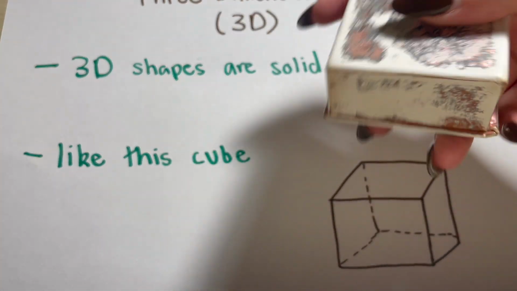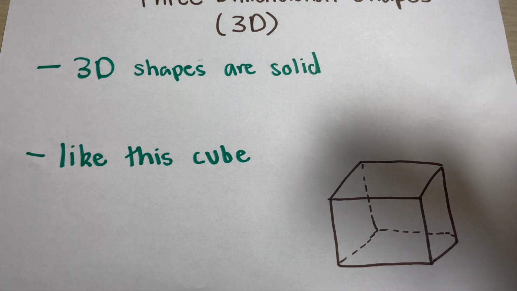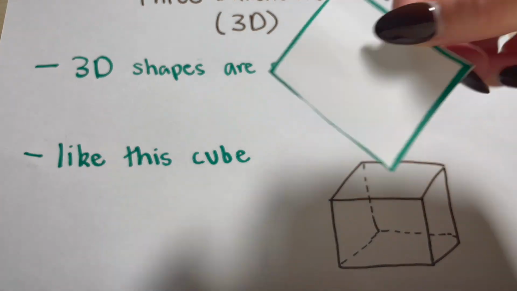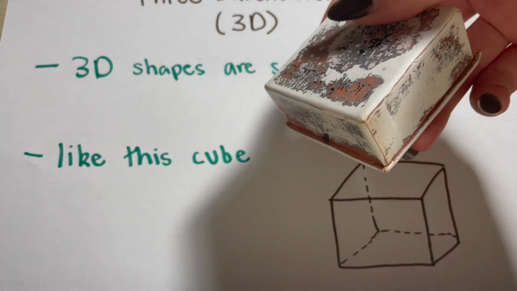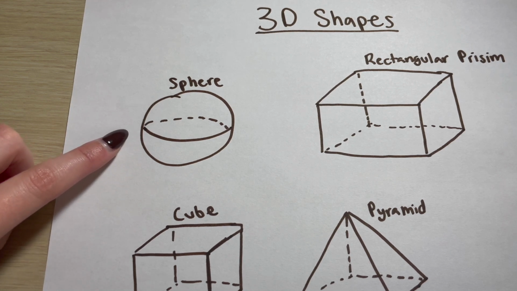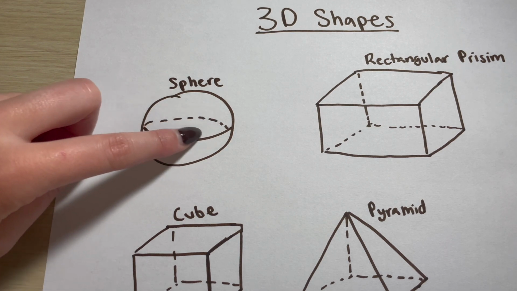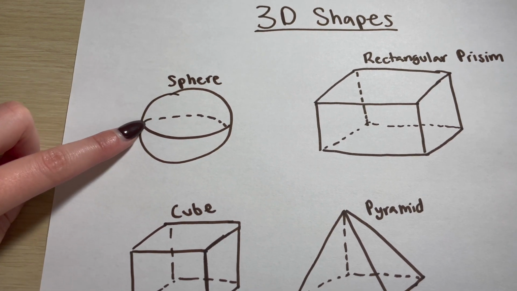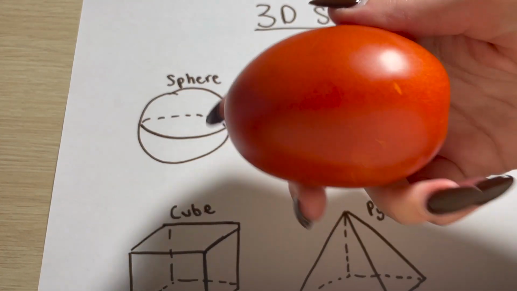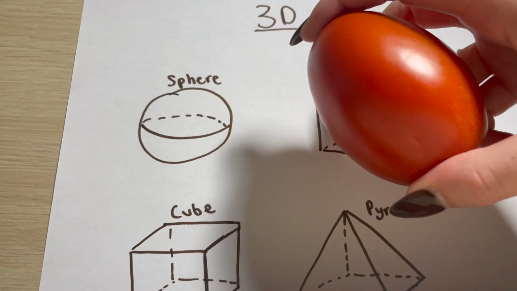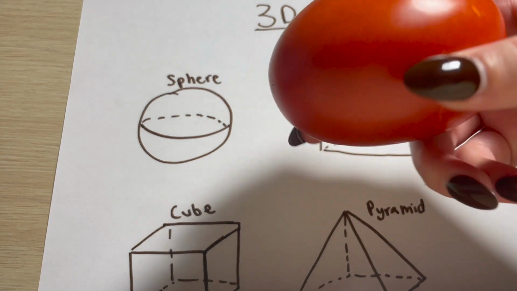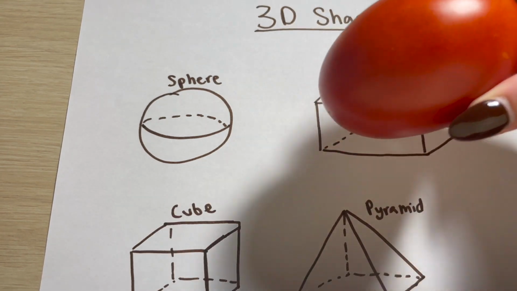It has more weight. So if we were to compare it to a square, the square is flat. It is not solid. It is a flat piece of paper as compared to the cube. Here we have a 3D shape called a sphere. You might think that this looks like a circle, but this dotted line in the middle means that it is a solid, which makes it a sphere instead. As an example, we have a tomato. A tomato is not a perfect sphere, but it's a close example. It has a circular shape and it is a solid, which makes it three-dimensional instead of two-dimensional.